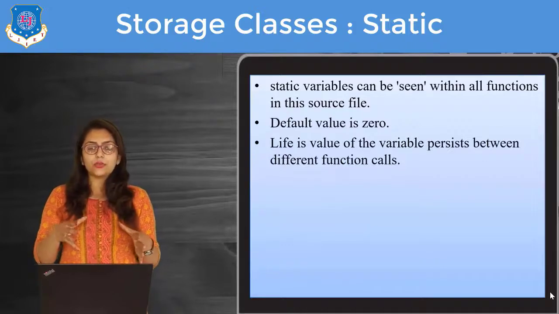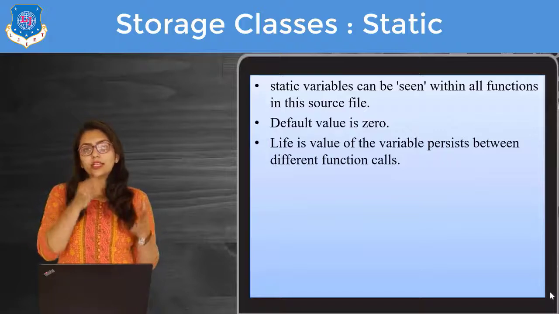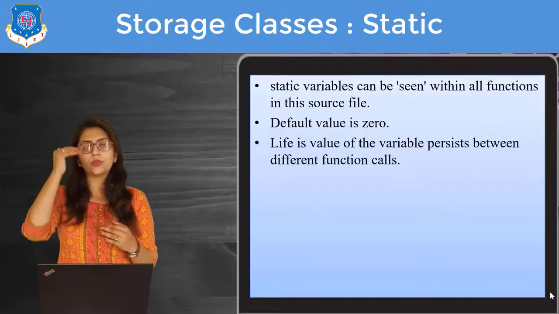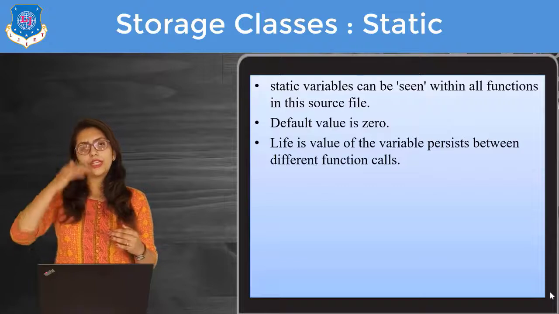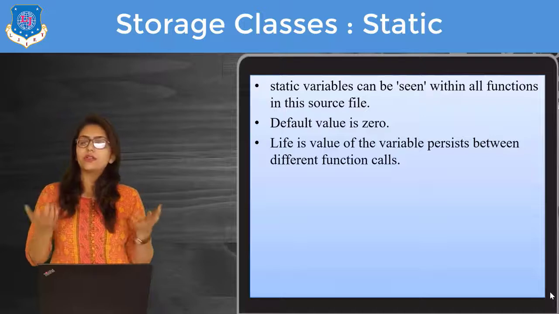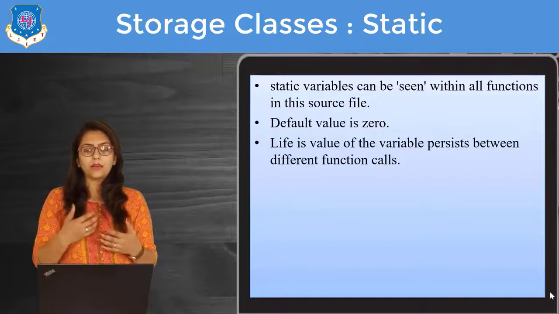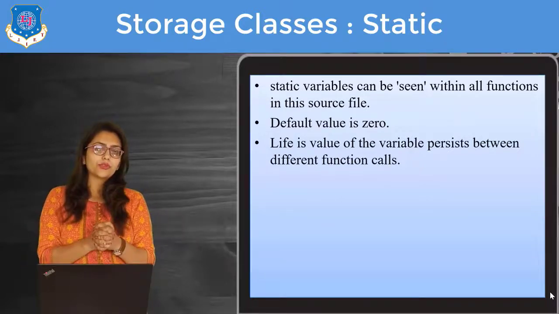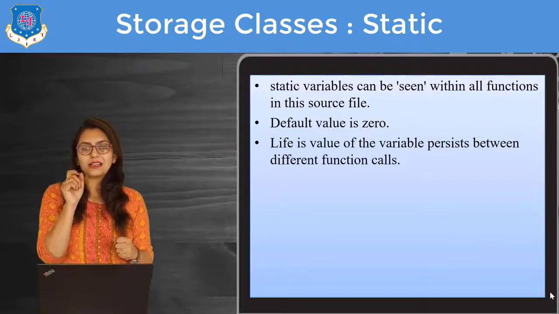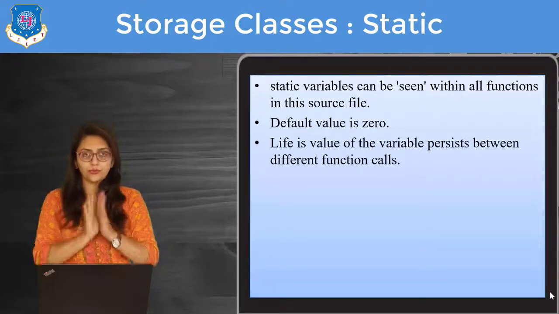So static variables can be used or seen within all functions of the source file, so all functions including the main function. If you have declared any variable outside of main, then it will be known to each of the functions, right? Now the default value of a static variable is 0. So by default a static variable will hold the value 0, and its life is such that the value of the variable persists between function calls. So suppose you are adding some numbers, but the variable is declared as static inside the function, then it will retain its value, and we are going to perform a program, so don't worry about that.